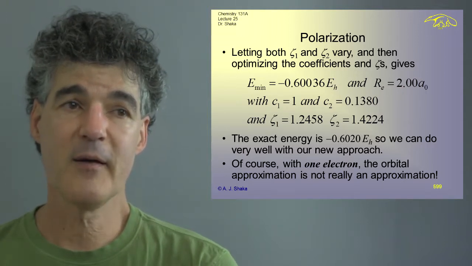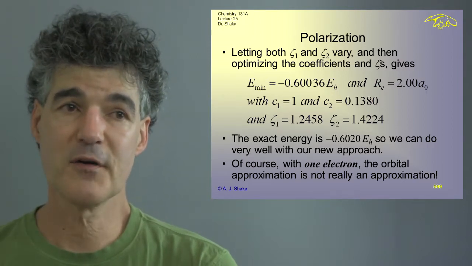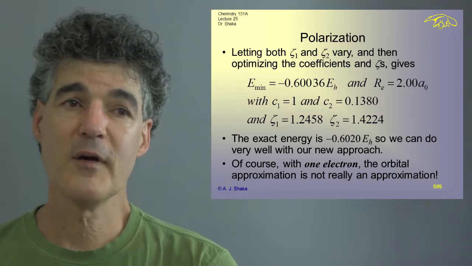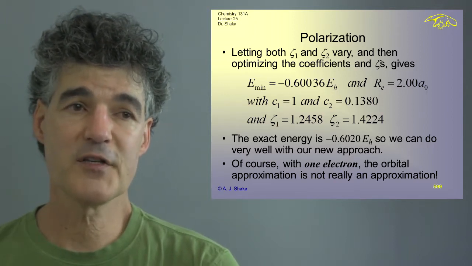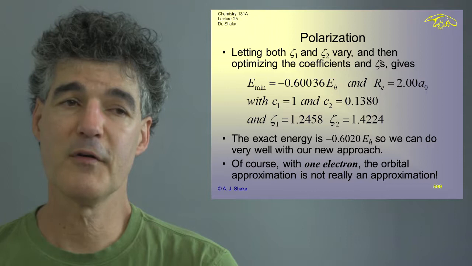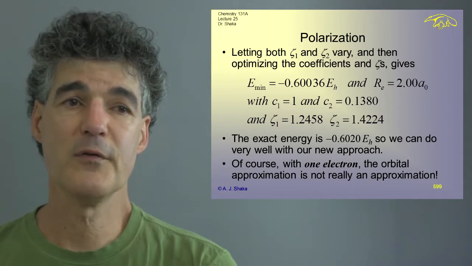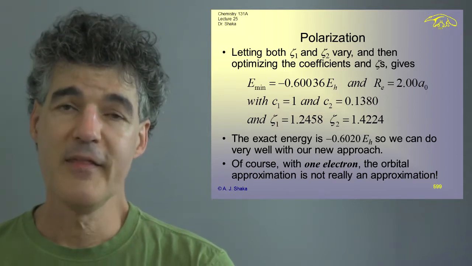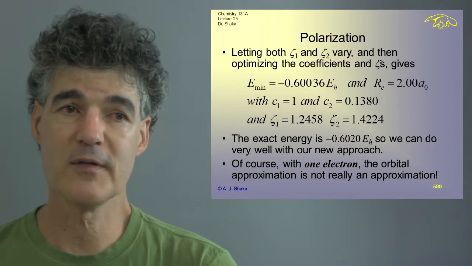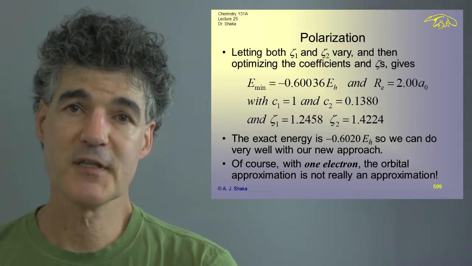And if you do that, then you find that the minimum energy is now minus 0.60036. The radius is the same. C1 is 1. C2 is now 0.138, so 13.8%, changed a little bit. Zeta 1 is 1.2458, which is close to the value that we had before, and zeta 2, for the p orbital, is 1.4224. The exact energy is minus 0.6020, and so we are very close with minus 0.600.